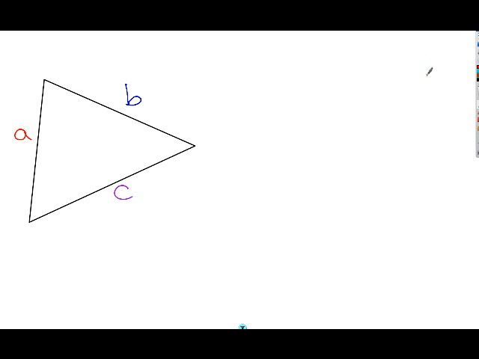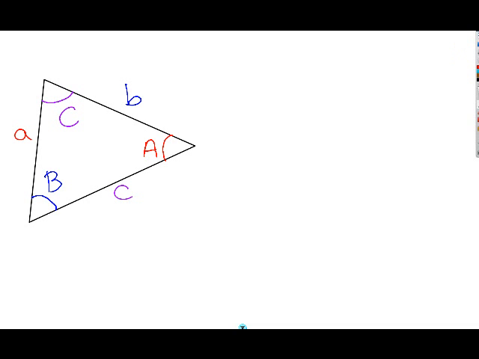This is really important. If I now label the angle opposite side A, we have to call that one capital A. And then I label the angle opposite side B, and I call that one capital B. And now, if I label the angle opposite side C, I have to call that one capital C.